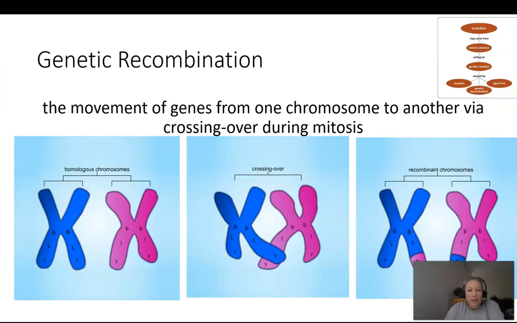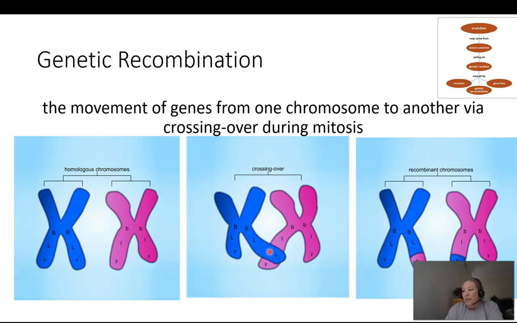And let's move on to genetic recombination. Again, natural selection can act on the genetic variation of individuals through mutation, gene flow, and genetic recombination. This happens every time a cell goes through meiosis. We have homologous chromosomes. So here's a chromosome from dad, a chromosome from mom, right? They're homologous. They code for the same genes.